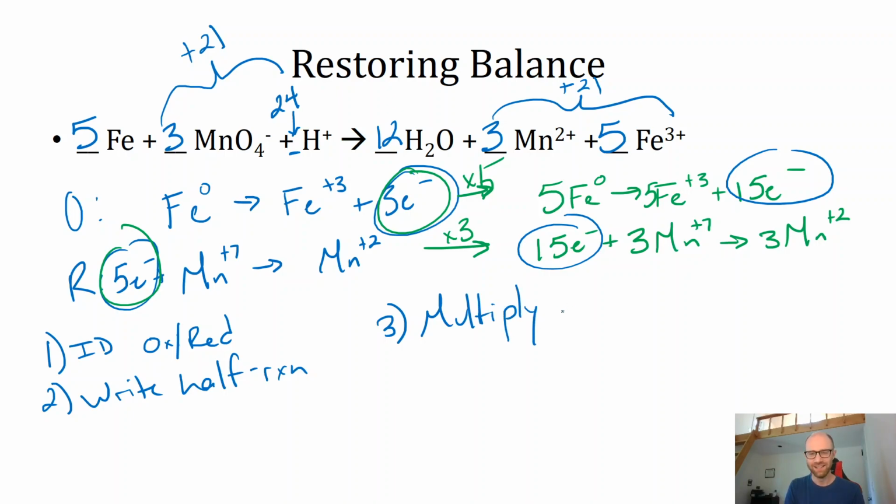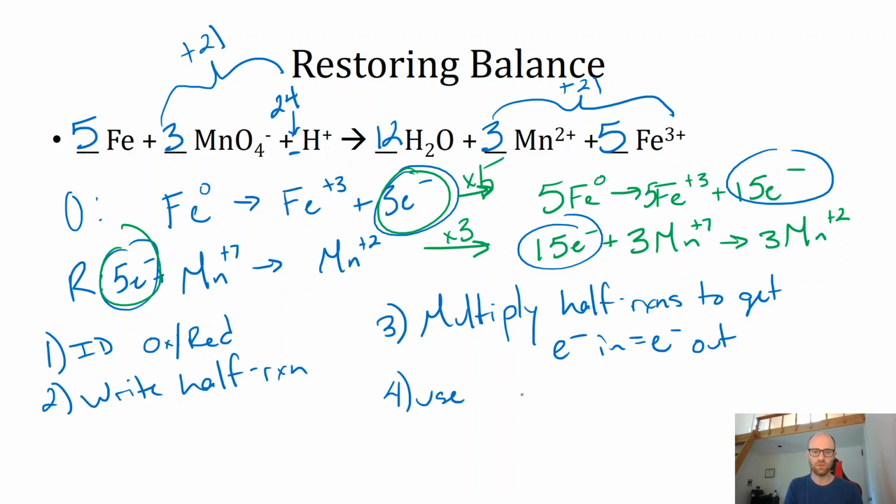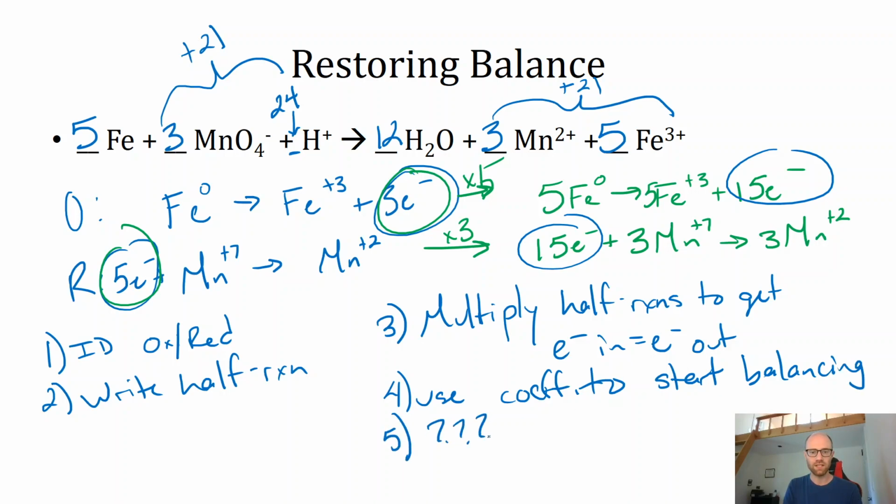Multiply half reactions to get electrons in equal electrons out. Use coefficients to start balancing. And then you would just continue balancing until you're done.